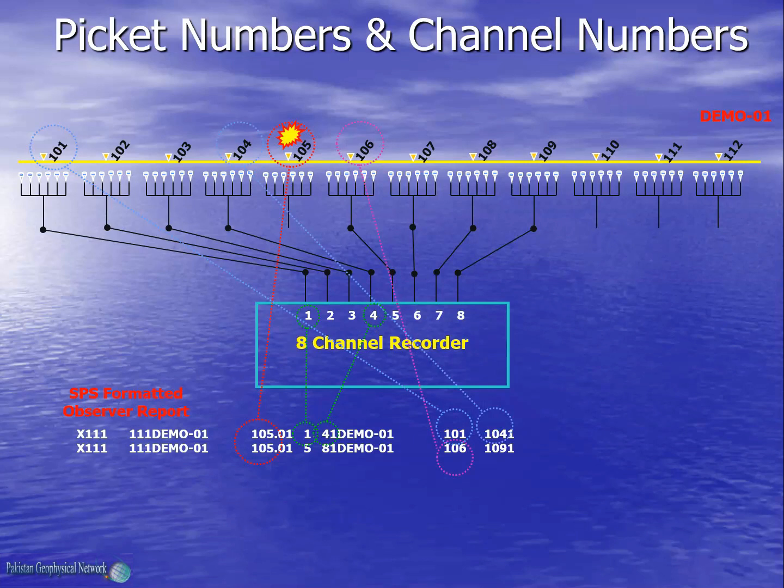Similarly, on the right side, the geophone group at picket 106 is connected to channel number 5, while the geophone group at picket 109 is connected to channel number 8. The geophone groups at the in-between pickets are also connected to their respective channels.